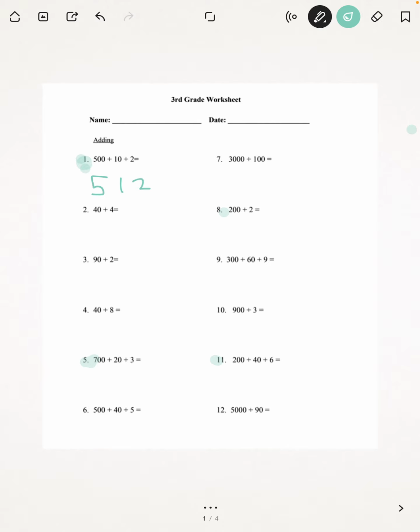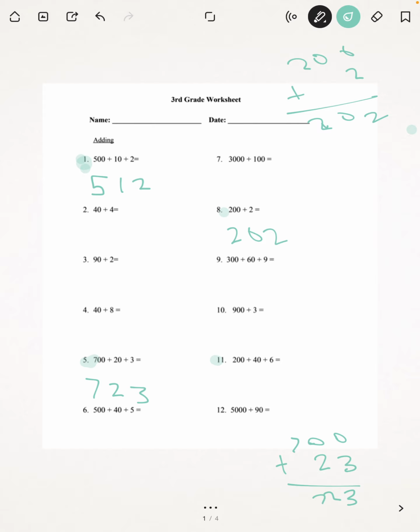700 plus 20 plus 3, just add the smallest numbers. 20 plus 3 equals 23, and you add 700. And then it goes 3, 2, 7, so it goes 723. 200 plus 2, just do 200 plus 2, 202, so 202.